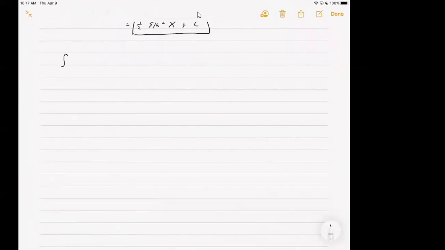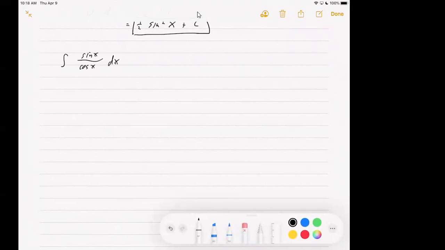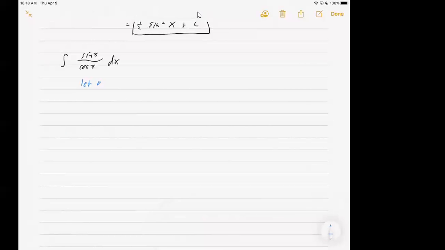So we could have used this method, by the way, if we had the sine of x over the cosine of x dx. By the way, that's the same as the tangent of x. So this is how we could figure out the antiderivative of the tangent of x. So we've seen this one before. In this case, the power of the sine is 1. The power of the cosine is -1. So in this case, you don't have an option. You have to let u equal the cosine of x. It doesn't work if you let u equal the sine of x.